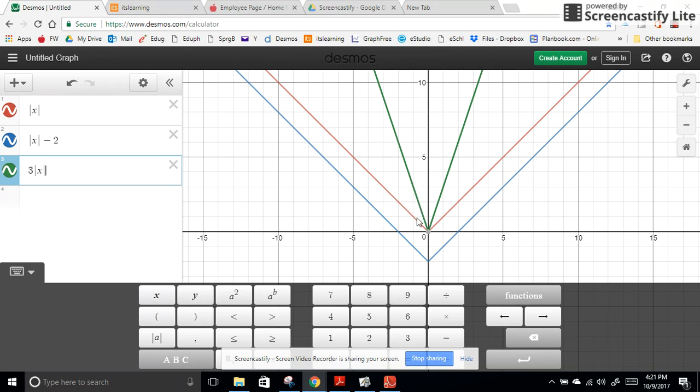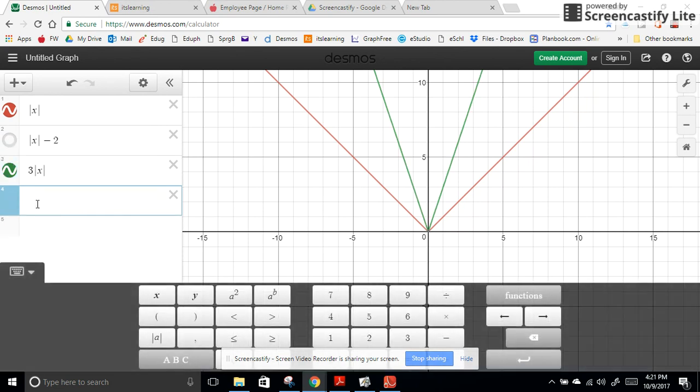Okay, it didn't shift it any. It just caused it to stretch taller. Well, what happens, let me turn this one off. What happens if I multiply it not by a whole number, but by a fraction? Let's see if I multiply it by 1/3.